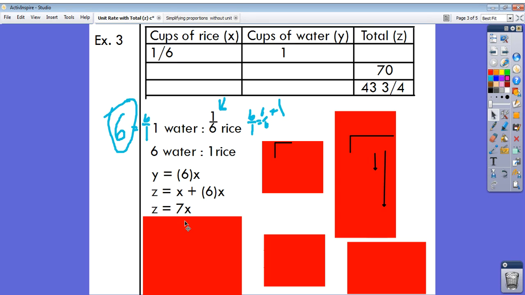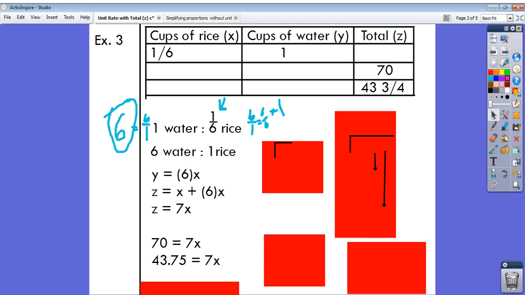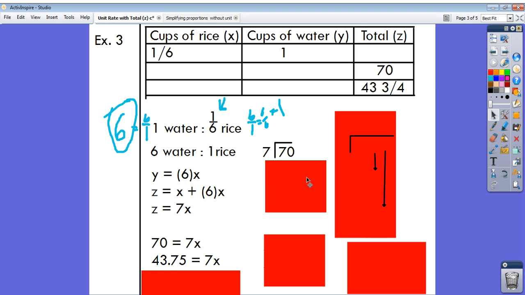So now that I have that, I'm going to divide each side. I can plug in my z, seen here. So if I have z equals 7x, the only way to get x on this side is to divide by 7 on both sides. So if I divide by 7 on both sides, I'm going to get the equation 70 divided by 7, set up here. How many times does 7 go into 70? The correct answer is 10.